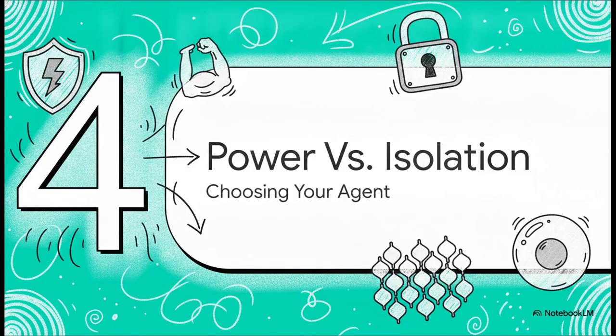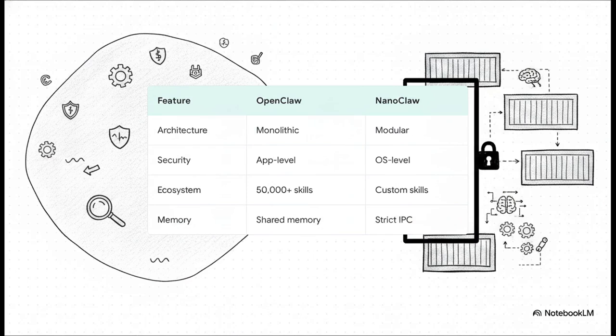Let's lay it all out in Section 4, Power versus Isolation. So we've got these two incredibly capable but fundamentally opposed architectures. With Openclaw, you're getting a massive monolithic structure paired with an incredibly expansive ecosystem. I mean, 50,000 ready-to-use skills is amazing for automation. It's super powerful. But that power relies on application-level security and a shared memory space, which, as we've seen, carries massive systemic risks.